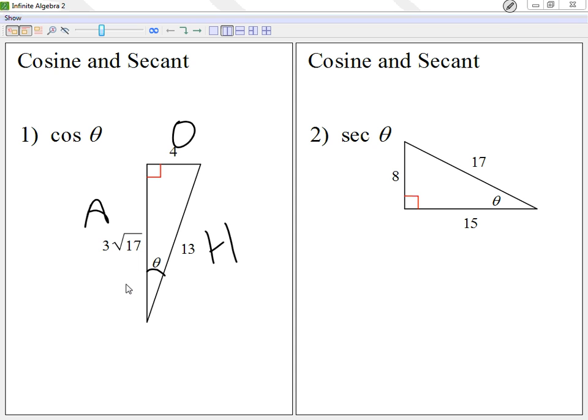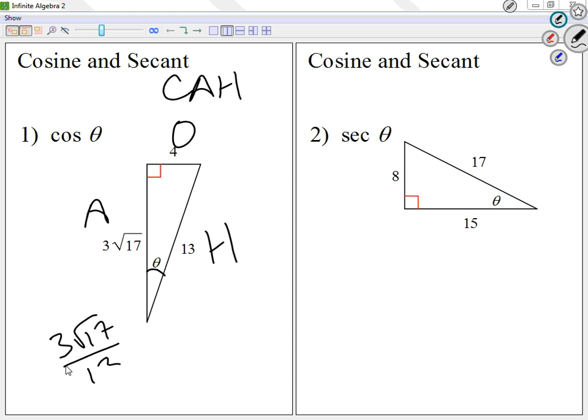So from SOHCAHTOA, today we're going to be looking at CAH. What that stands for is cosine is adjacent over hypotenuse. So looking at question number 1, cosine of theta, I'm just going to write 3 radical 17 over 13. If you can simplify your fraction, do so. In this case, 3 over 13, we cannot. And make sure your radical is as simple as we can go, no radicals at the bottom. C stands for cosine. Cosine is adjacent over hypotenuse.